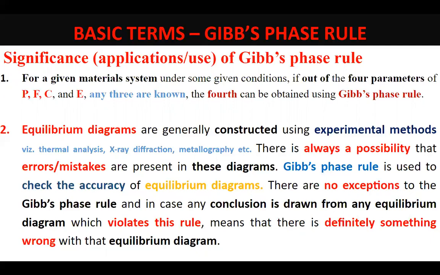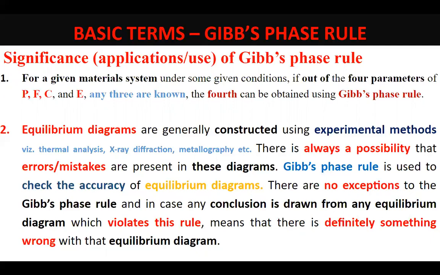Take the constructed equilibrium diagram, go to every type of phase region, and ask the diagram, as I've discussed with you when we were discussing degrees of freedom, how many degrees of freedom you have for the material system in this region. You will get an answer about the degrees of freedom. Now apply the Gibbs phase rule to all the regions. In every region, the answer to the degrees of freedom that you get, first from the diagram and then from the equation, there must be parity. The answers must be the same.